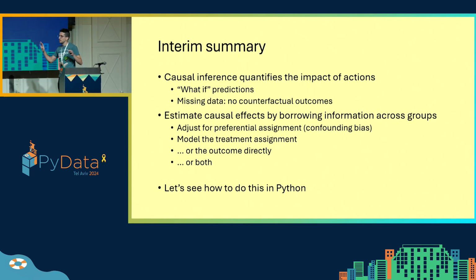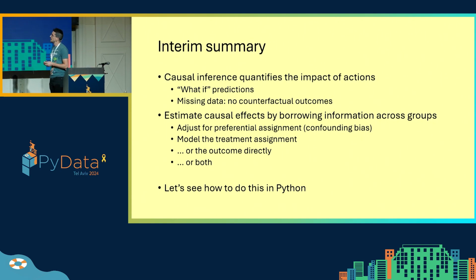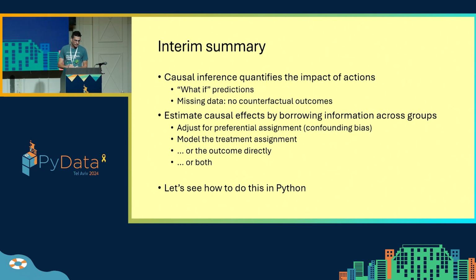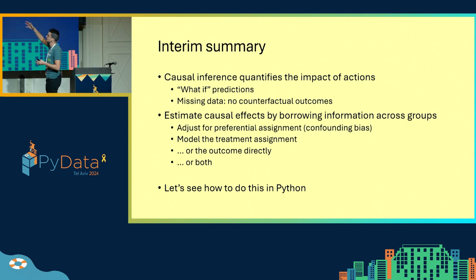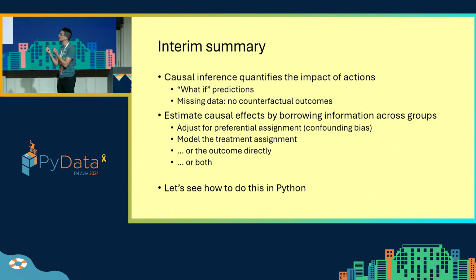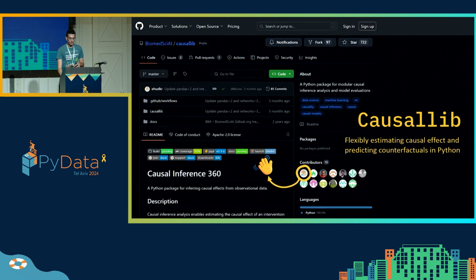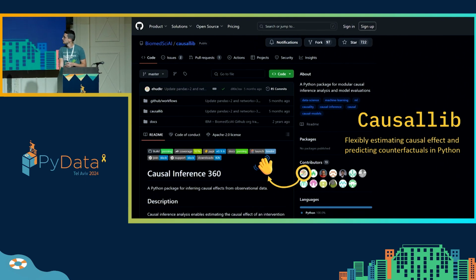So a quick recap before we continue, right? Causal inference quantifies the impact of actions by making those what-if predictions. But the problem is that we have inherently missing data. We don't have access to those counterfactual outcomes, and we overcome it by estimating or borrowing information across groups to reduce bias, and we can do that by modeling the treatment, by modeling the outcome, or modeling both. Great. And so this was how we estimate causal effects in principle.